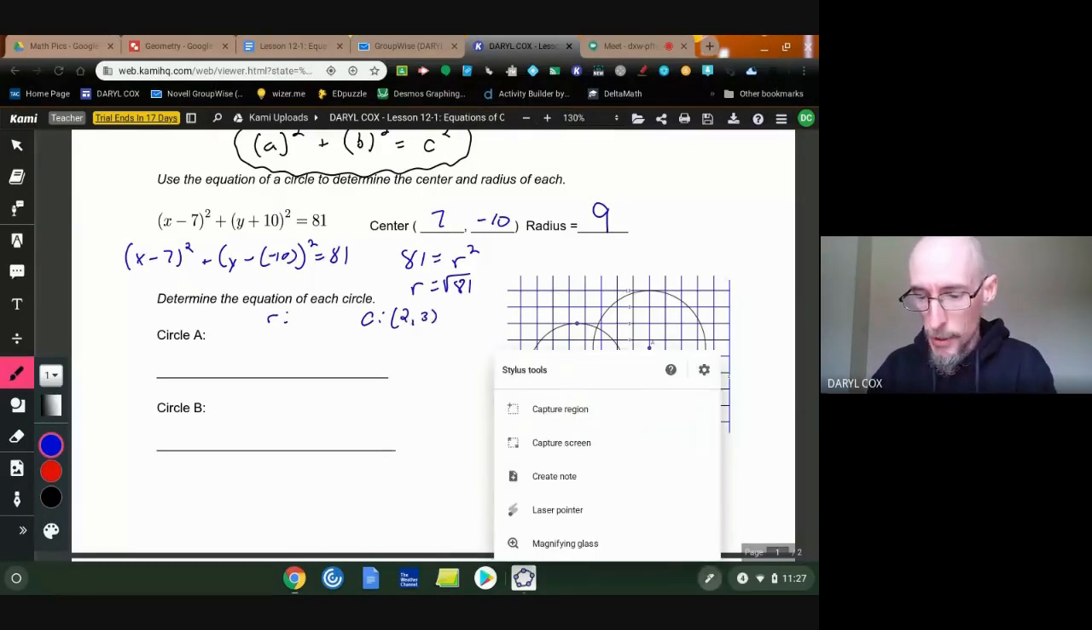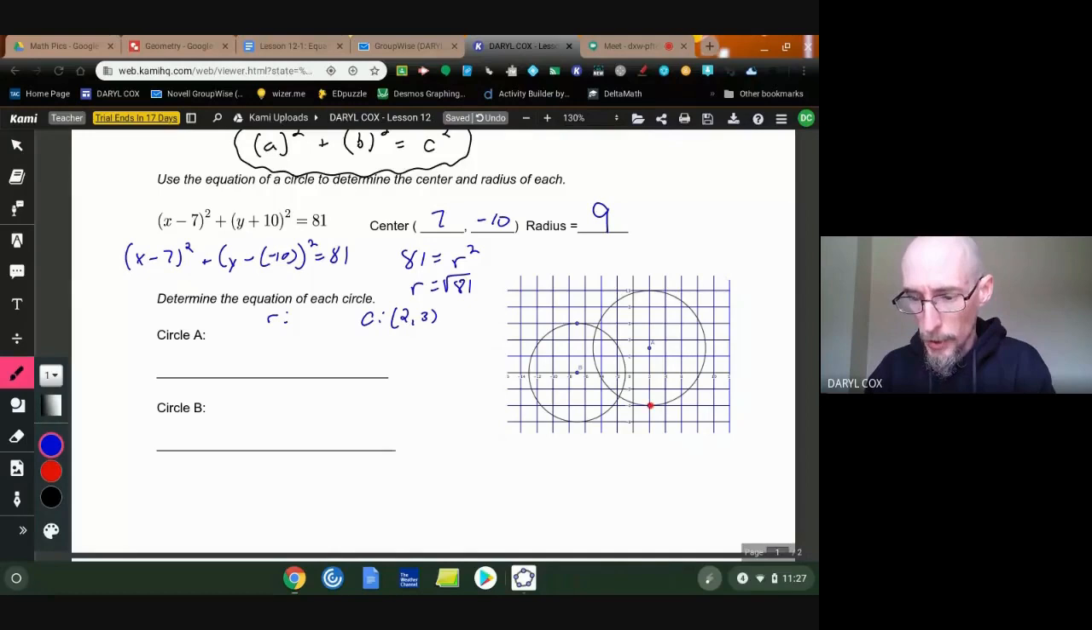To get the radius, I just need to count. There's a point they put down here, so I can count to that point. So that's 1, 2, 3, 4, 5, 6, 7. Notice I'm counting each one, because my scale is 2, so I'm counting that as 1, 2, 3, 4, 5, 6, 7. So that means my radius is 7.